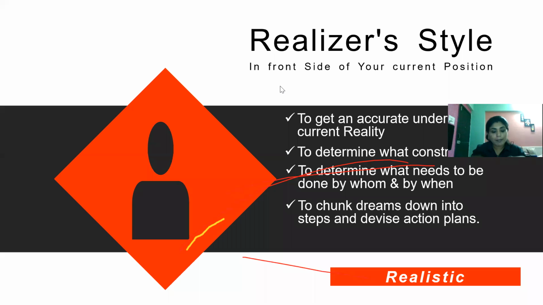So what are my barriers today? If I really want to go there, what is stopping me? That I need to analyze. Then determine what needs to be done, by whom, and when. This is my current position.